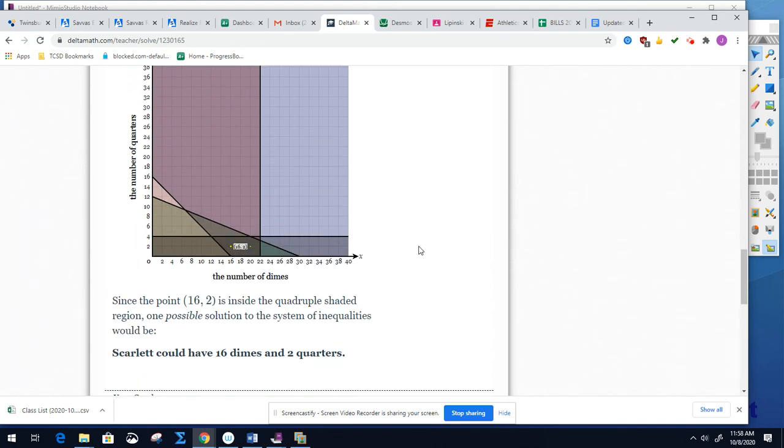So there's going to be a few problems like this. Do your best. I'm most important and concerned with you being able to set up all of the inequalities.